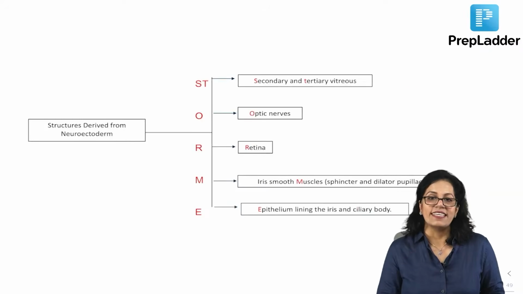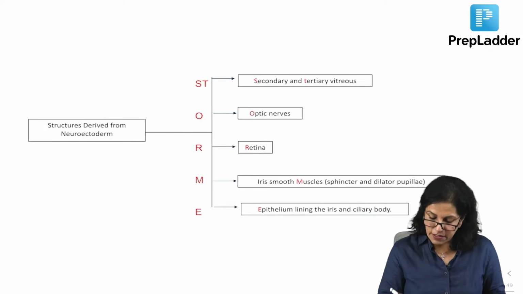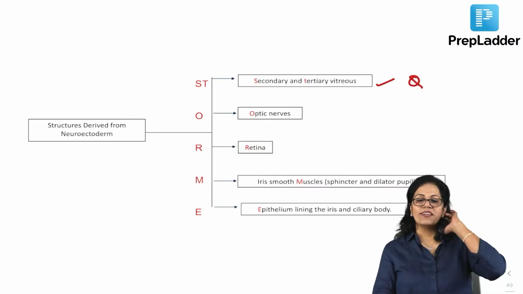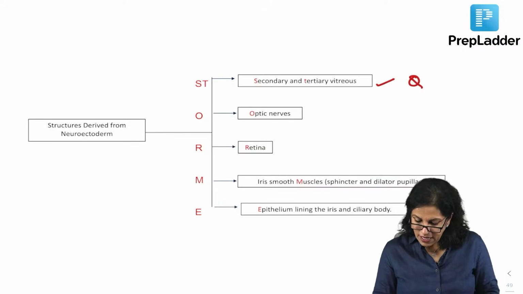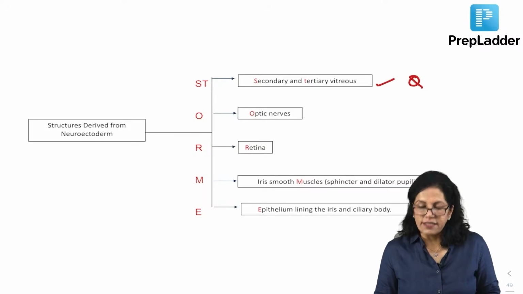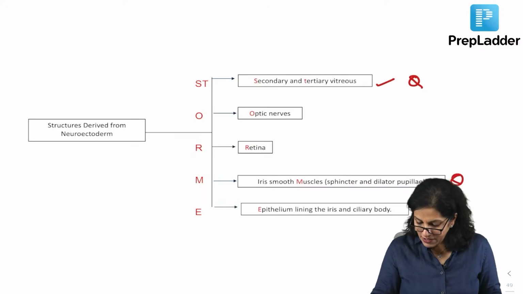Let's keep revising. What are the structures from neuroectoderm? STORME, S-T-O-R-M-E. ST is secondary and tertiary vitreous, which we just discussed. This is asked. O for optic nerve, R for retina is obvious. The neuroectoderm gives neural tissue. M is smooth muscles, that is iris sphincter and dilator pupillae. This is also asked. And E stands for epithelial lining of iris and ciliary body.